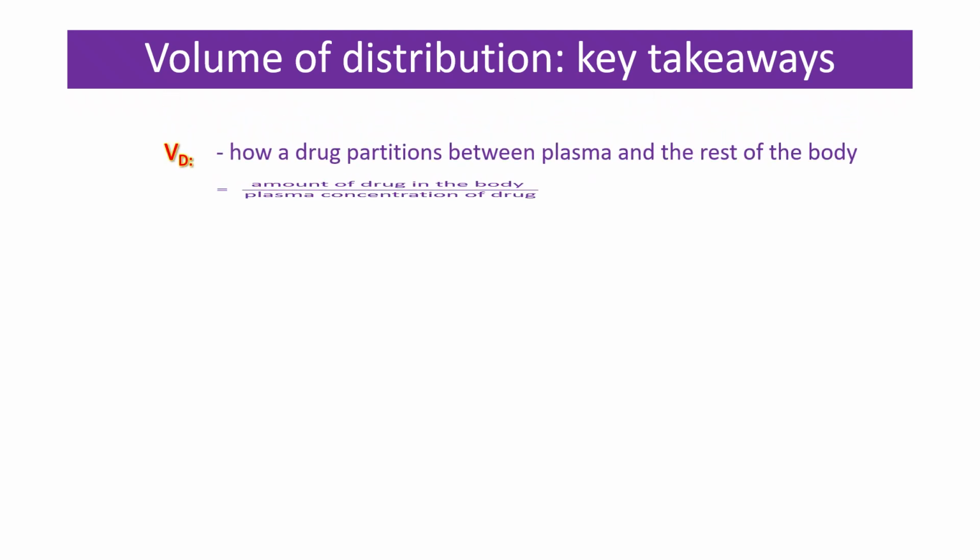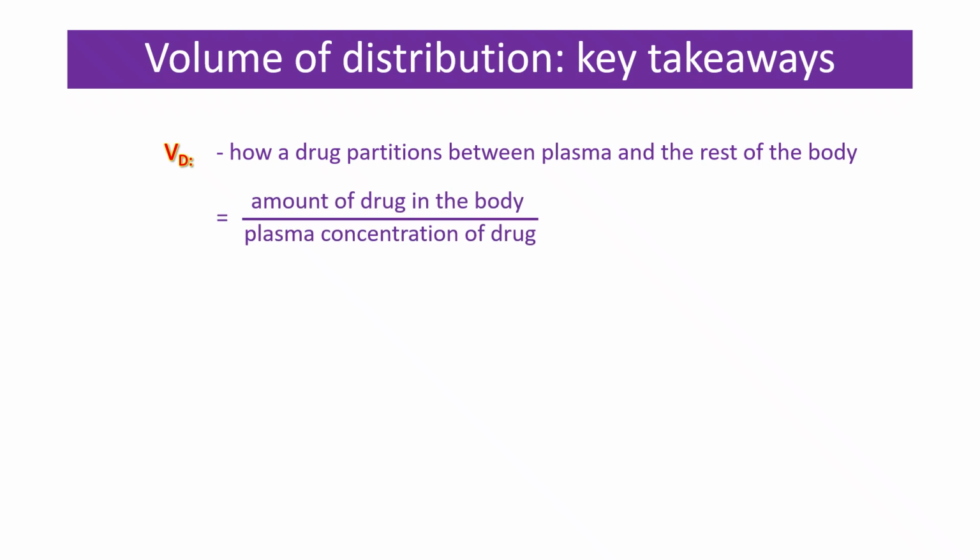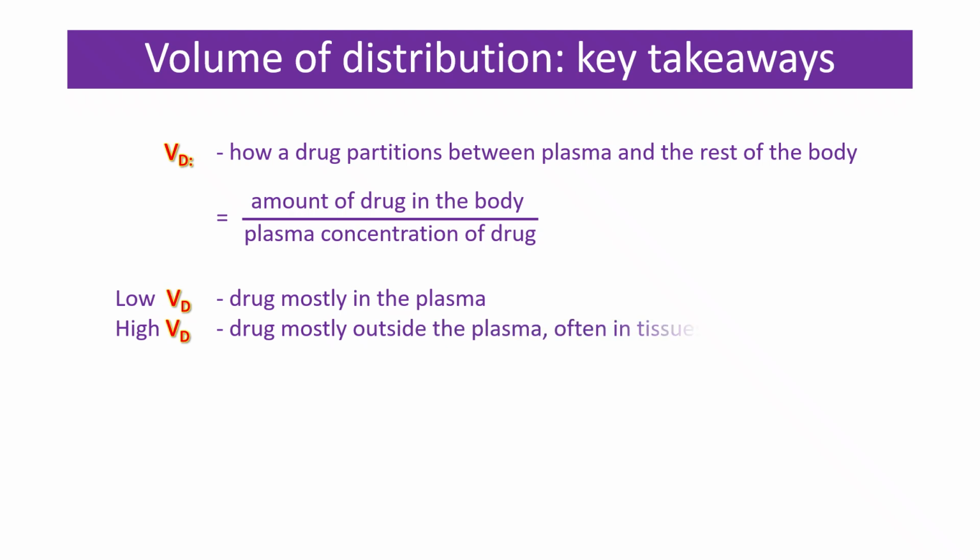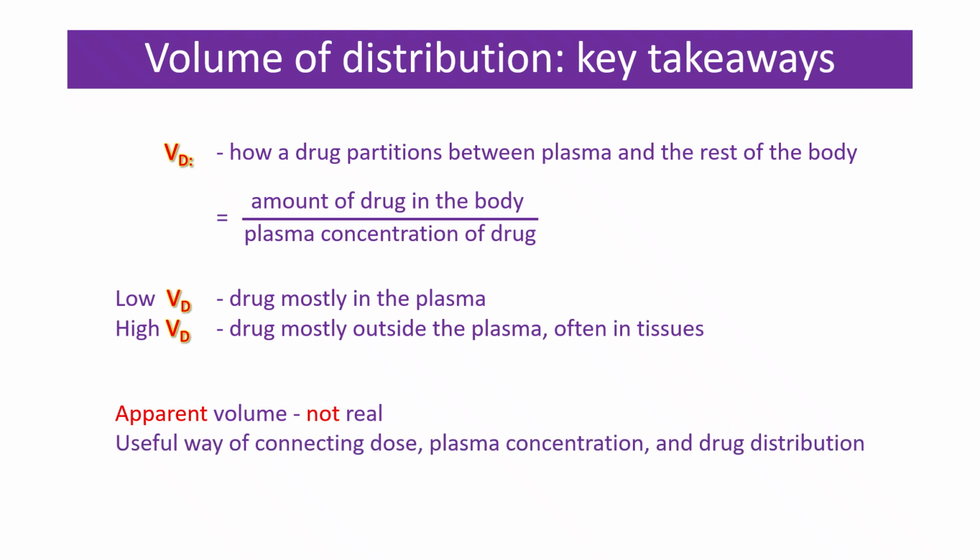The key message is this: volume of distribution tells us how a drug partitions between plasma and the rest of the body. A low volume of distribution means the drug is mostly in the plasma. A high volume of distribution means the drug is mostly outside the plasma, often in tissues. It is not a real volume, but it is an extremely useful way of connecting dose, plasma concentration, and drug distribution, guiding the choice of loading dose.